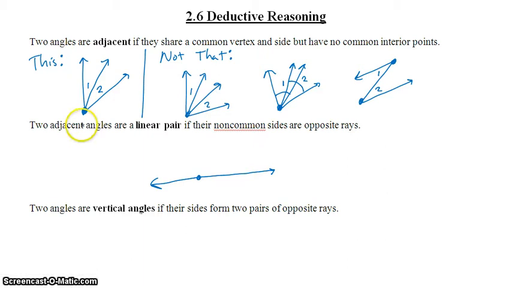So if we have adjacent angles where the non-common sides are opposite rays, we're really taking this example and making this ray and this ray a line. Angle 1 and angle 2 form a linear pair. They're adjacent and their non-common side forms a line, forms opposite rays.